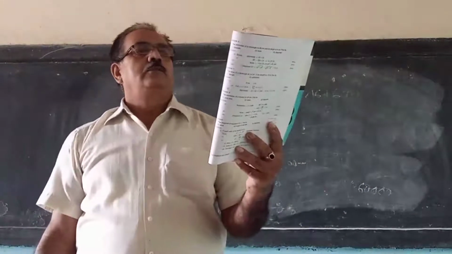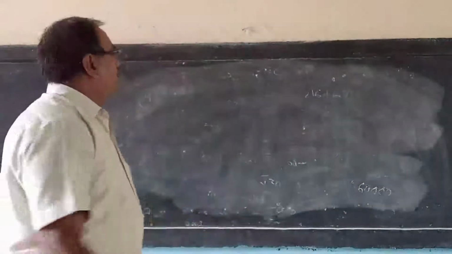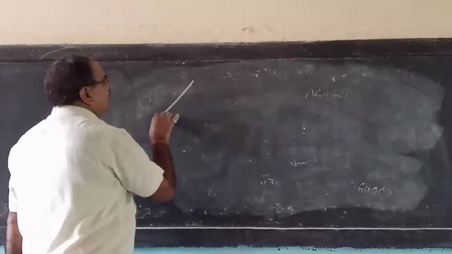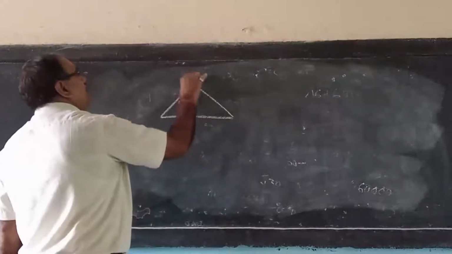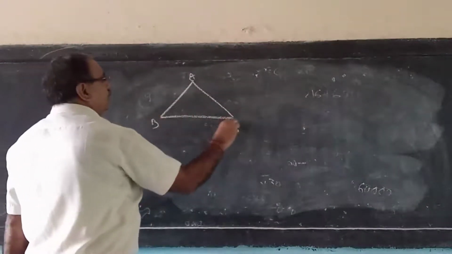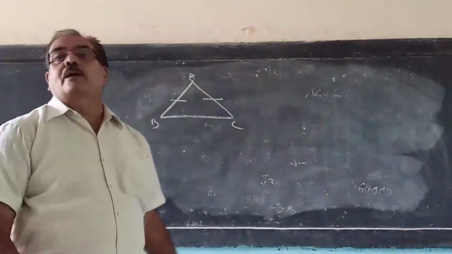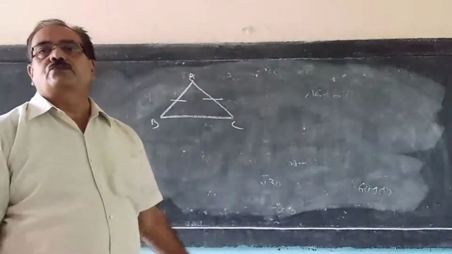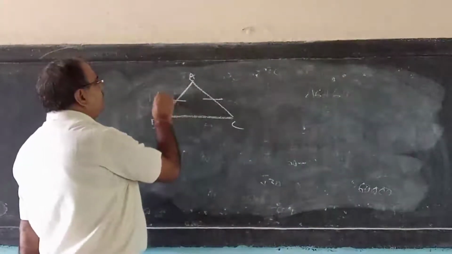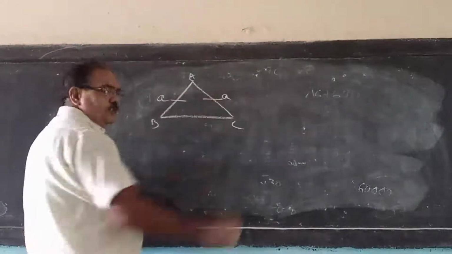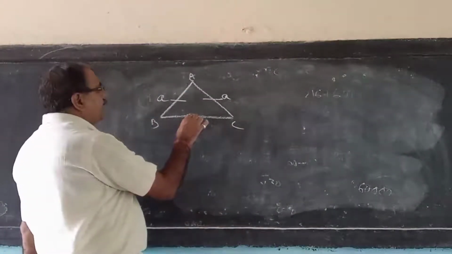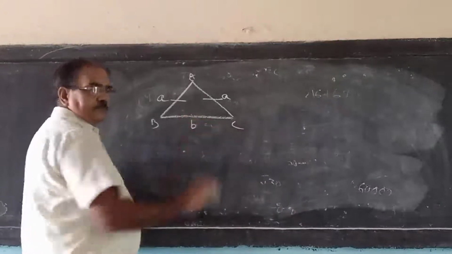Now, isosceles triangle ABC. Isosceles triangle means two sides are equal. Then the opposite angles are also equal, two angles are also equal. Let the equal side be small a. We are denoting the equal side by small a, and the unequal side by b.